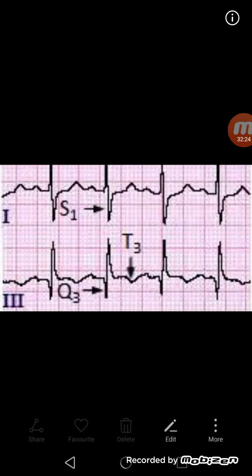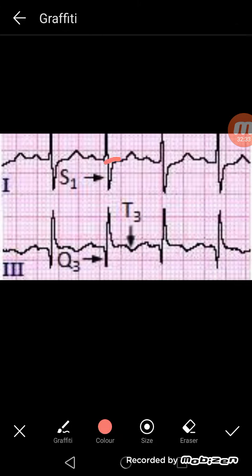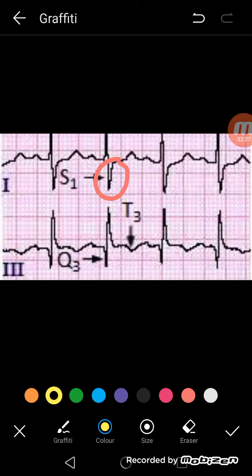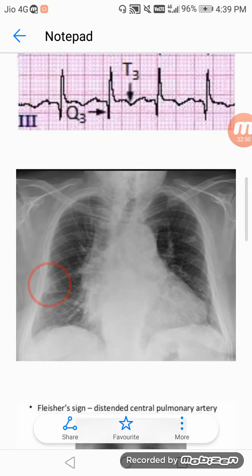This is the characteristic S1Q3T3 pattern. In lead number 1 you can see a deep S wave. In lead number 3 you can see two things, a deep Q wave and inversion of the T wave. S1Q3T3 pattern in ECG. But the most characteristic pattern is, firstly you have to say sinus tachycardia.